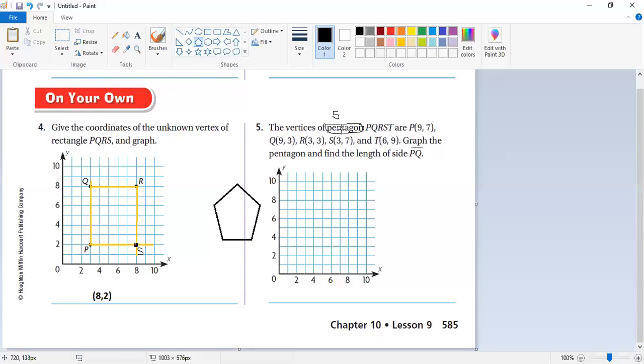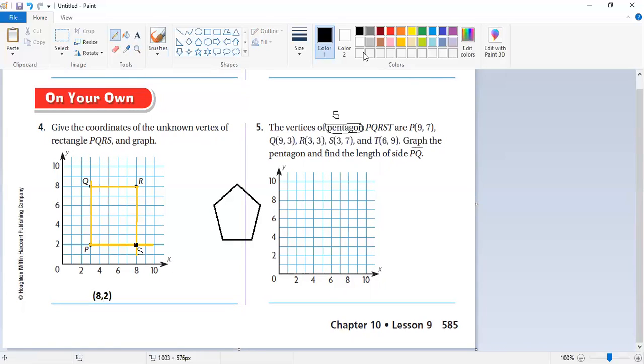So the vertices of pentagon P, Q, R, S, T. P is 9, 7, Q is 9, 3, R is 3, 3, S is 3, 7, and T is 6, 9. Okay, so they have given us all the 5 coordinates. 1, 2, 3, 4, 5. Graph the pentagon and find the length of side PQ. So here they are telling us to find the length of the side PQ.